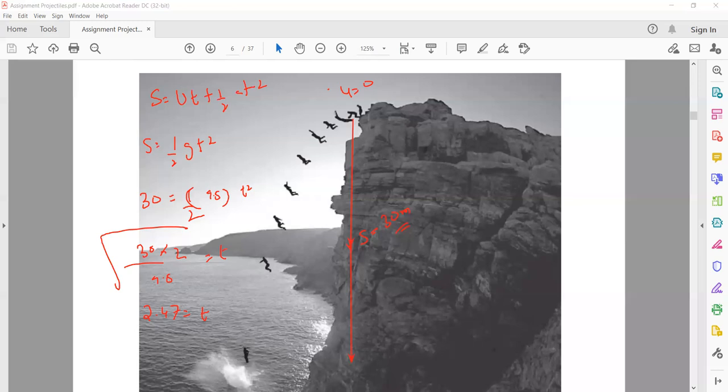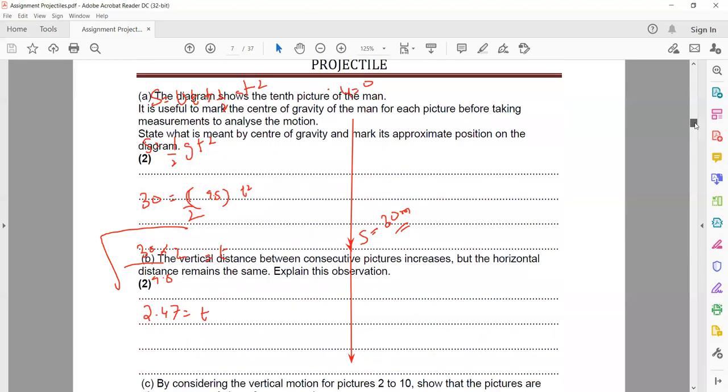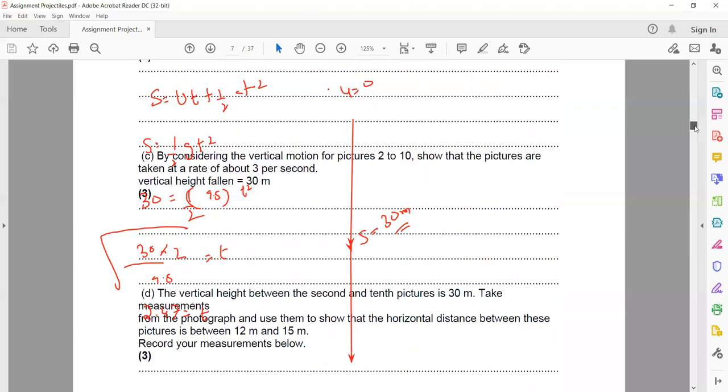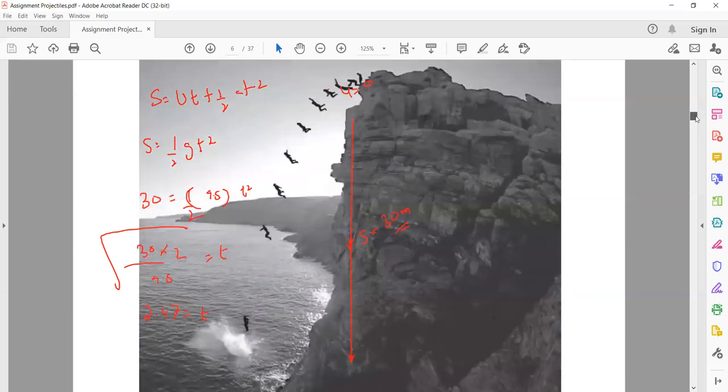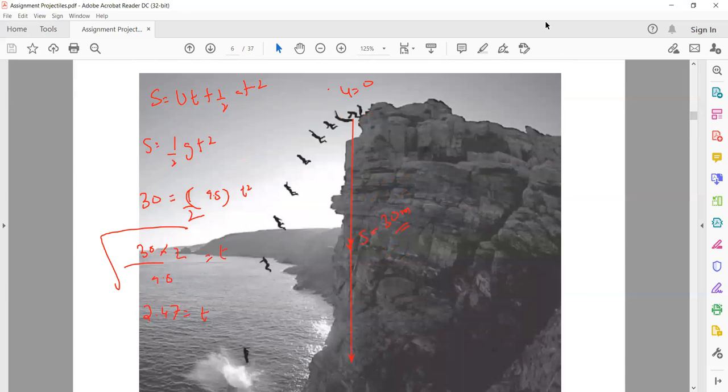And how many pictures are there? As you can see, there are 8 pictures. We want to show that the pictures are taken at a rate of 3 pictures per second. They mention here that by considering the vertical motion from 2 to 10, show that the pictures are taken at a rate of 3 per second. So how many pictures are there from 2 to 10? Because 2 is already there, when we count 1, 2, 3, 4, 5, 6, 7, so 8 pictures are taken in this time interval, 2.47 seconds, 8 pictures are there.